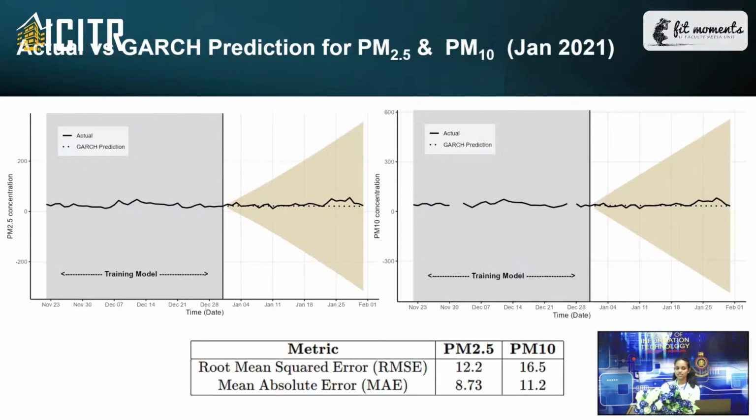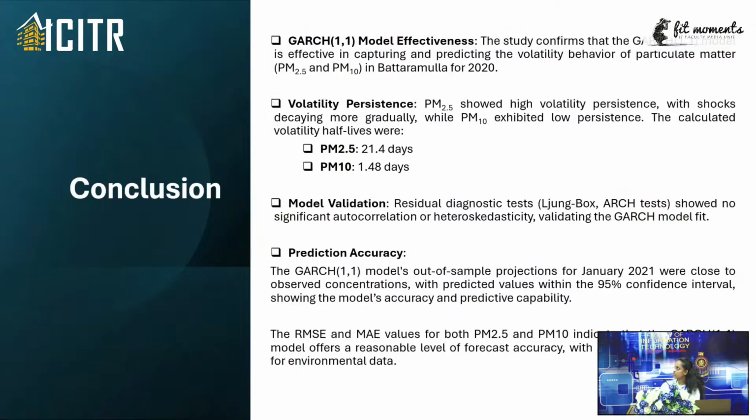Here you can see the actual and the GARCH prediction for both pollutants. There is no huge difference between the actual value and the GARCH prediction. For accuracy metrics, I consider root mean square error and mean absolute error. These values show some error in this model, but we can conclude that this model is fit for forecasting the air quality data. From the error metrics, we can conclude that we want to apply other GARCH models, like EGARCH and TGARCH, to improve the accuracy. These are the conclusions of my research.